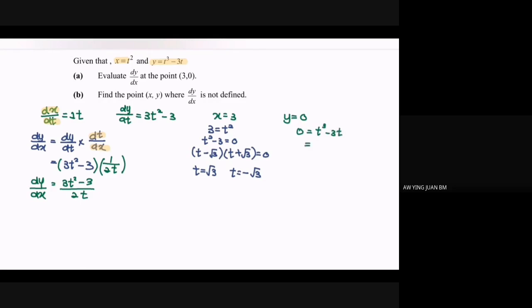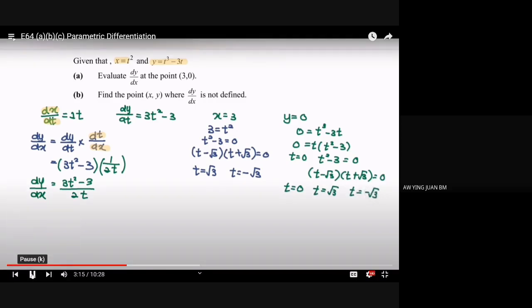After we factor the situation, we will have t bracket t squared minus 3 equals to 0. So where t equals to 0, t squared minus 3 equals to 0. So if we simplify or factorize the situation, we will have t minus square root of 3 bracket t plus square root of 3 equals to 0. So finally, t will be equals to 0, t will be equals to square root of 3, and t will be equals to negative square root of 3.